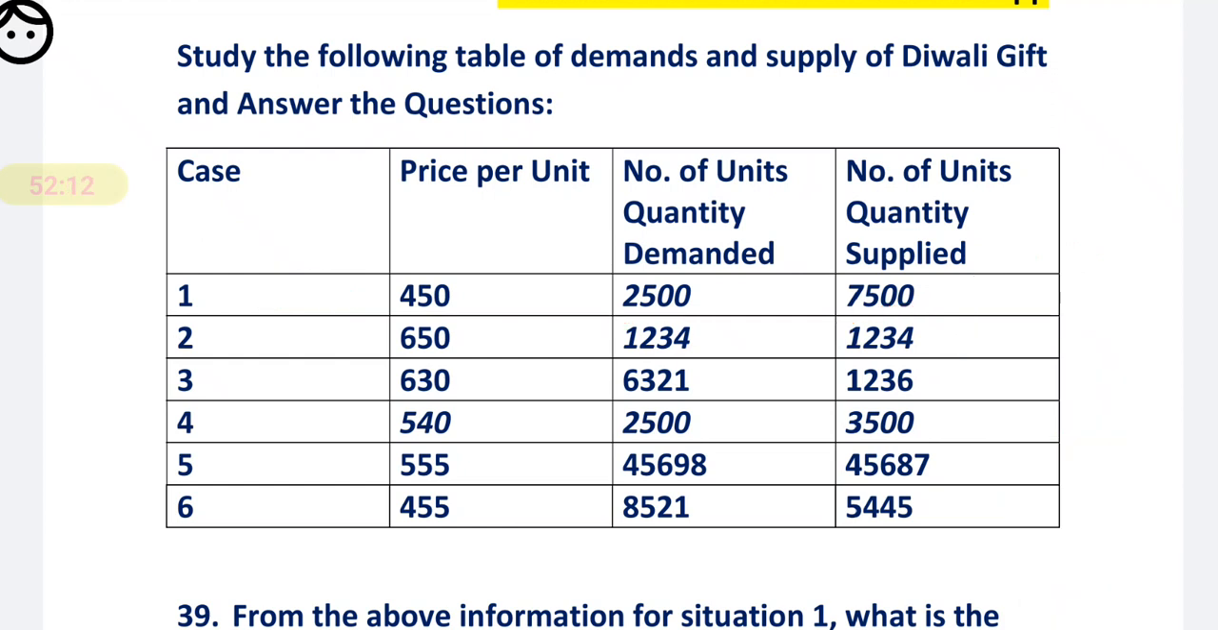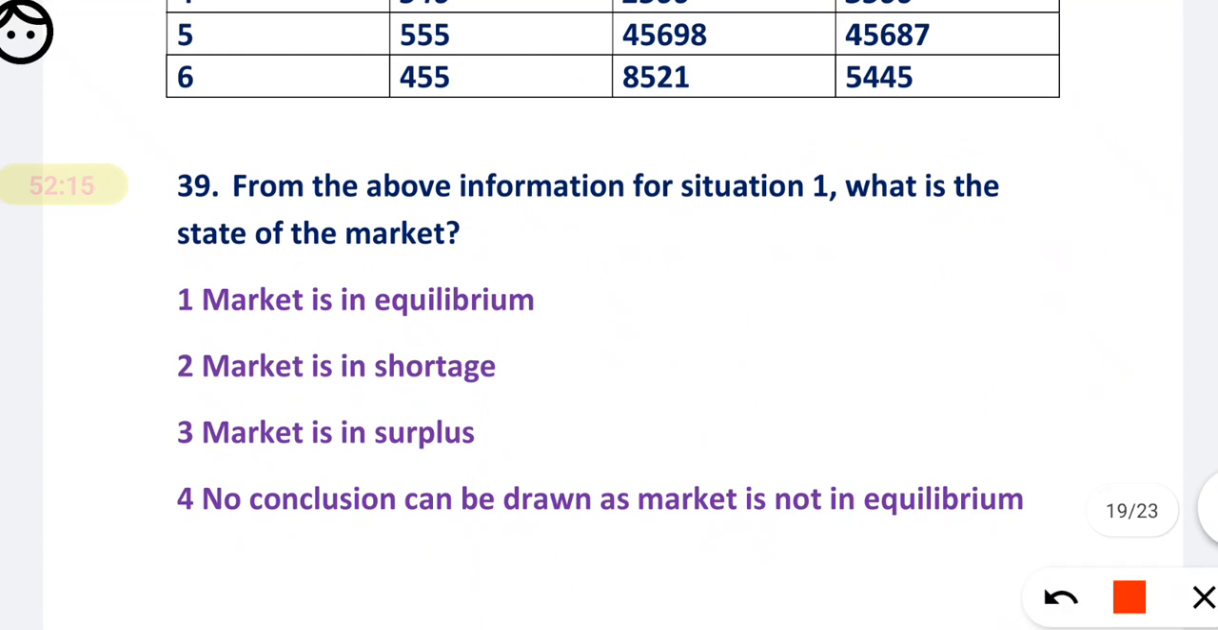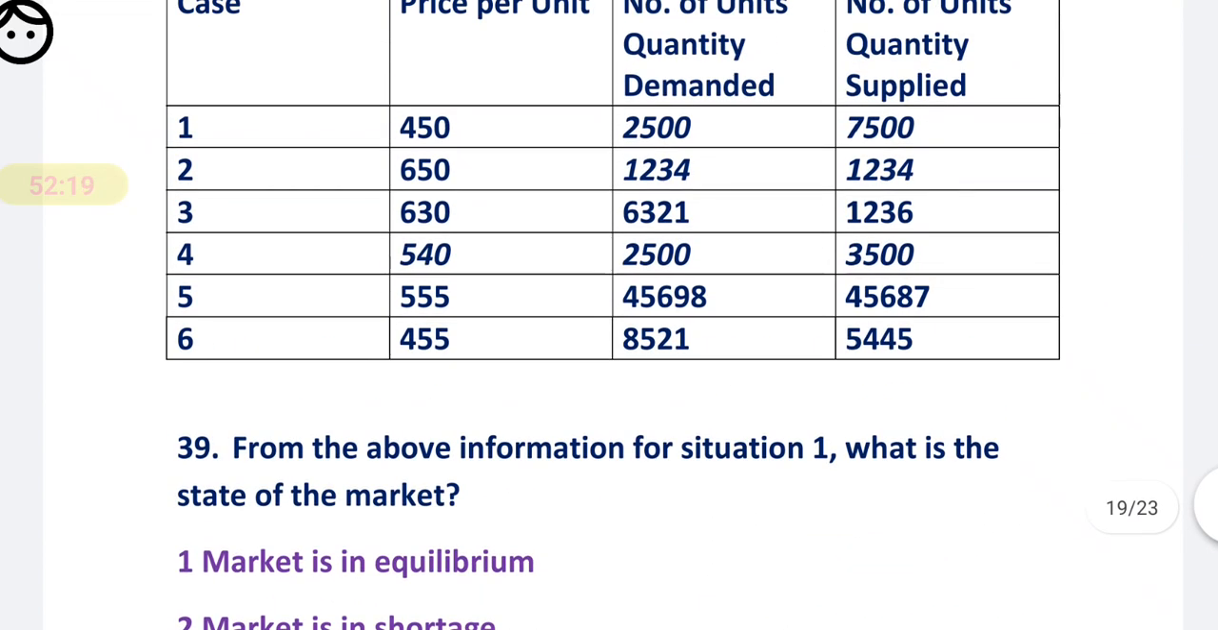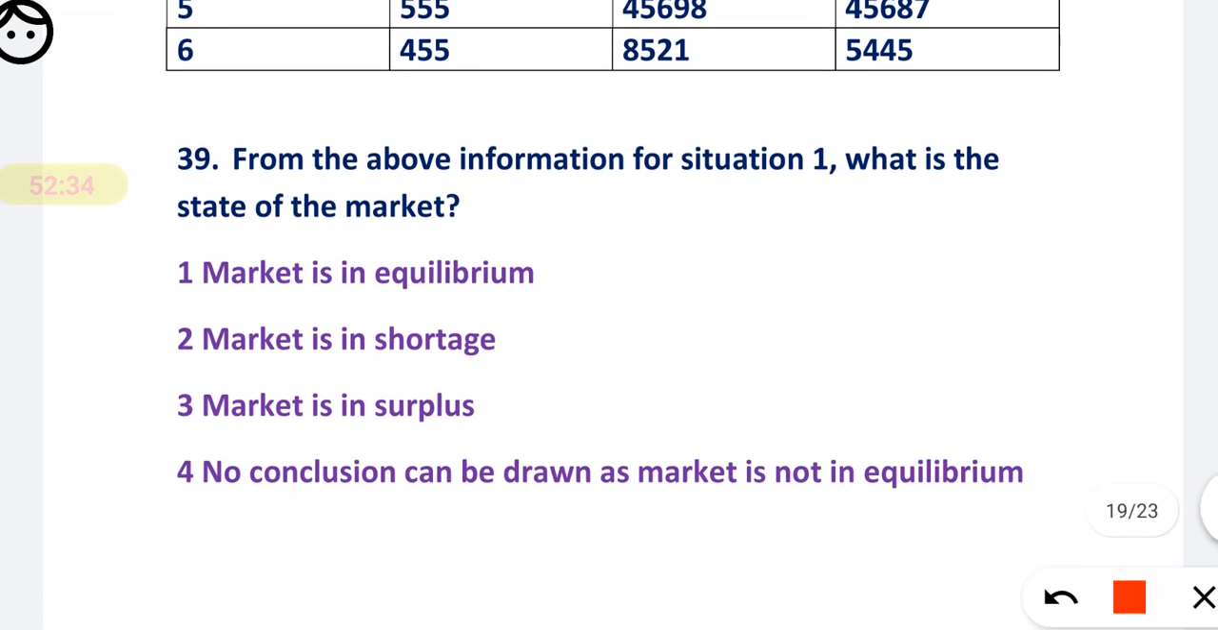This is common sense. So what they are asking, we can say the market is in... see here. In the first case, demand is less than supply. That means 2500 is less than 7500. That's why the market is in excess. The market is in excess. That is called the surplus. So the answer for 39th will be: market is in surplus.